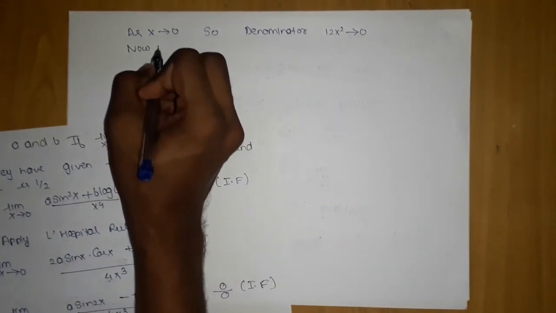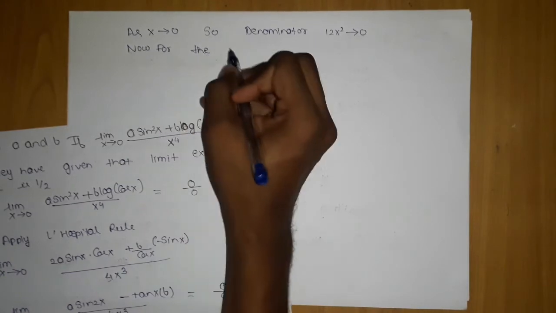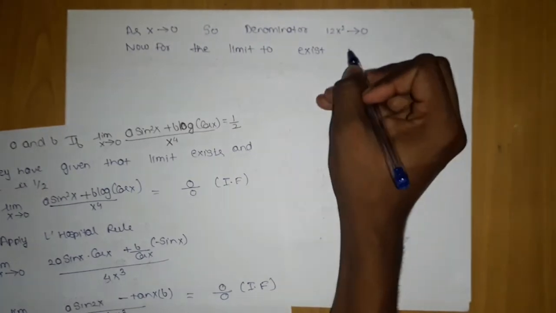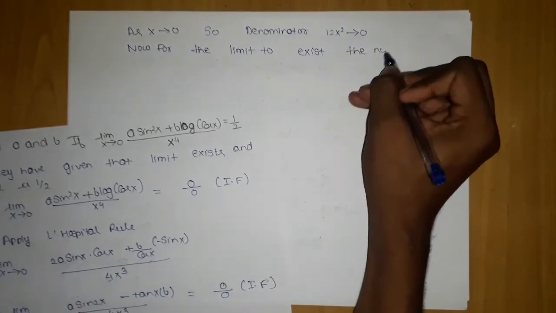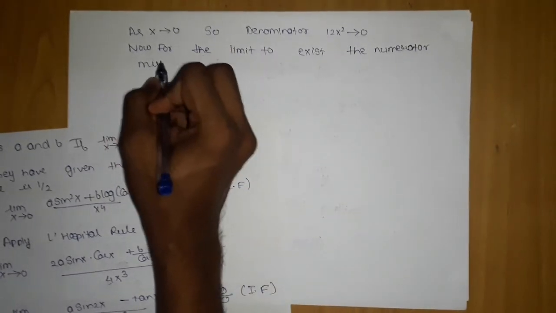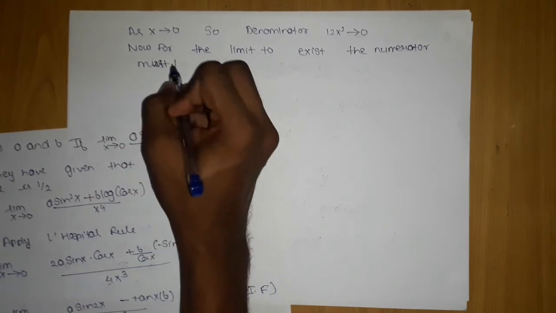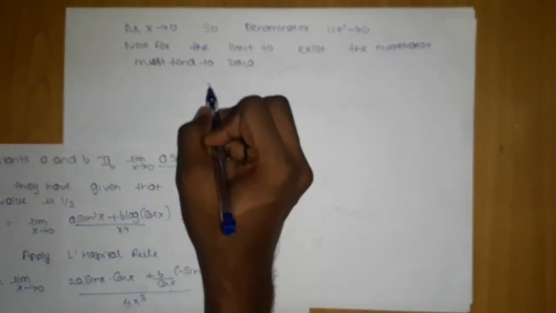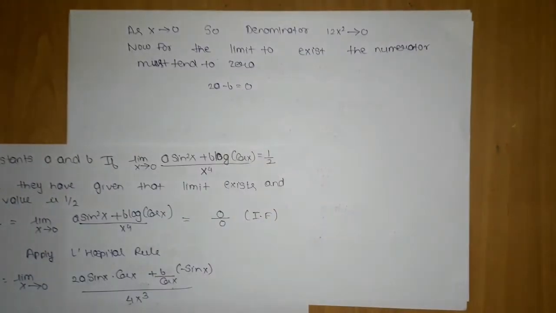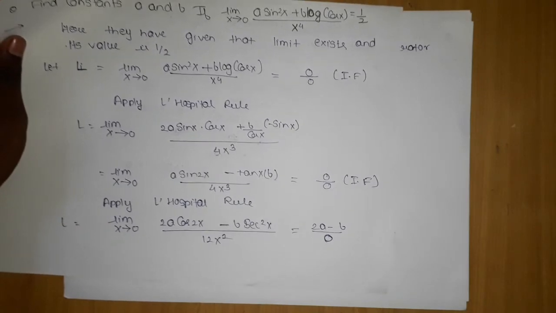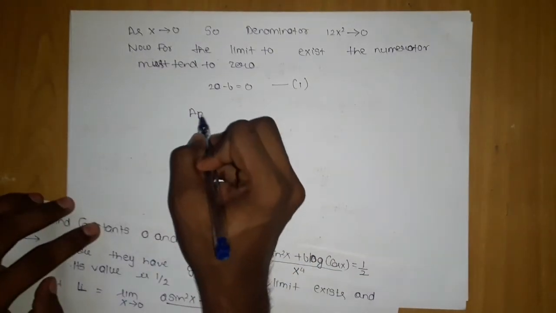Now for the limit to exist, the numerator must tend to 0, which gives you 2a minus b should be equal to 0. So we got one equation. If it is equal to 0, then again I am getting 0 by 0, which is an indeterminate form. Apply L'Hopital's rule.